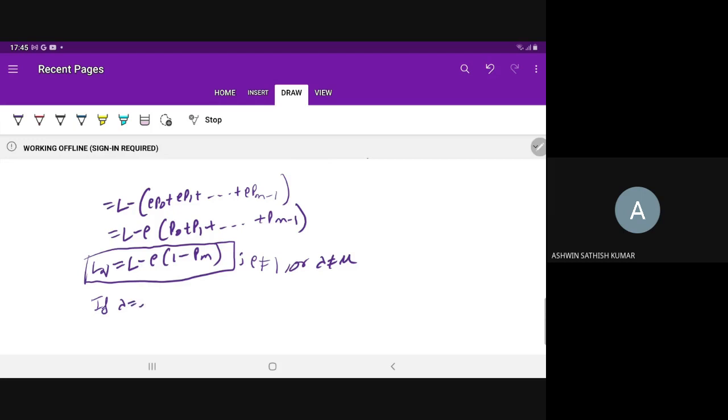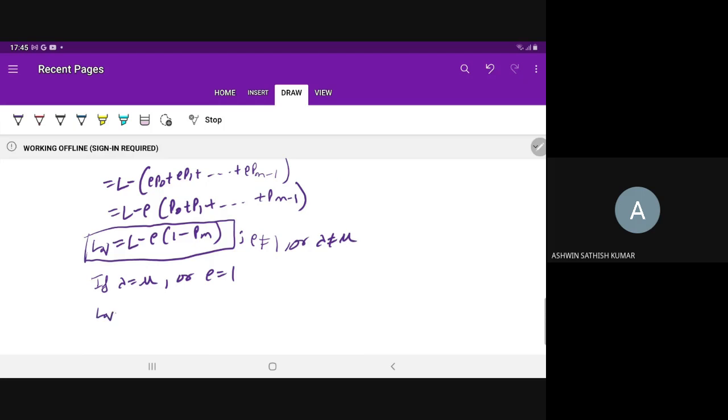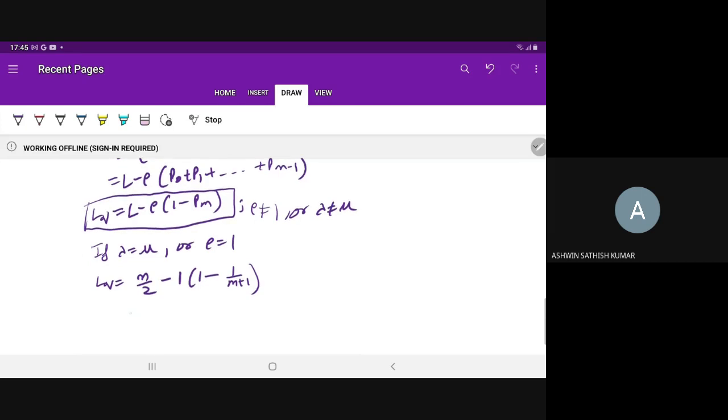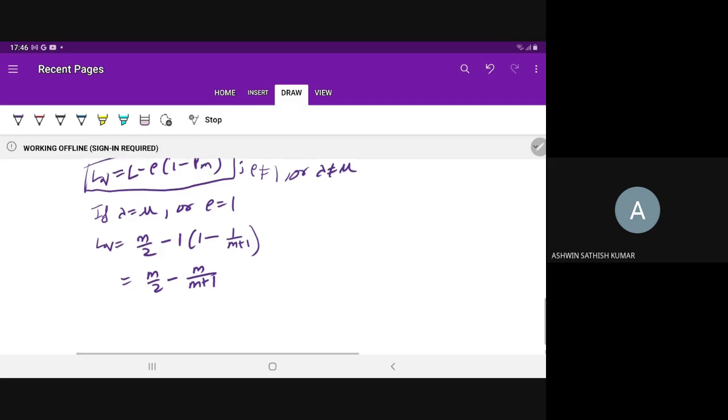If we have lambda equal to mu or rho equal to 1, so LQ will be what? What is the L at that time? L is equal to m by 2. LQ is equal to L minus rho into 1 minus Pm, where rho is equal to 1 and 1 minus Pm is equal to m upon m plus 1. So this will become m by 2 minus m upon m plus 1. So yes, m upon m plus 1.